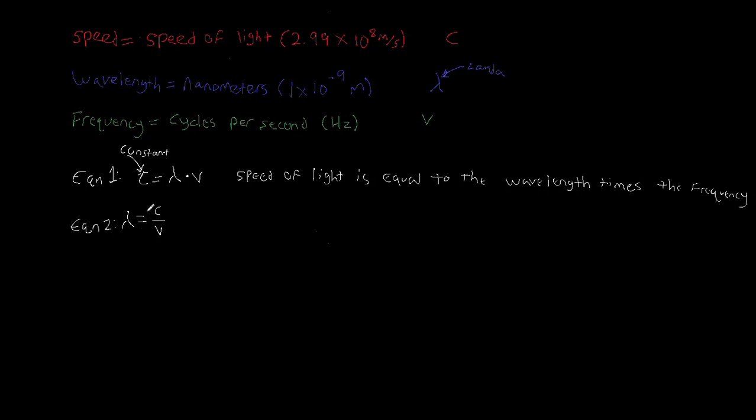So to put this into English words, wavelength is equal to the speed of light. Right, that's terrible. Let's try and make that a little bit cleaner. It's equal to the speed of light divided by the frequency.